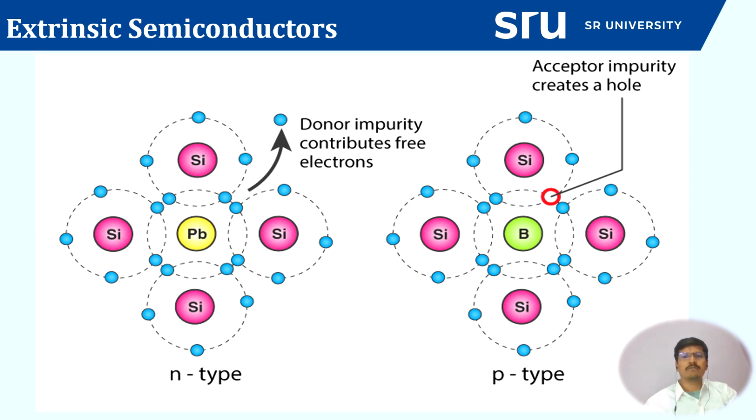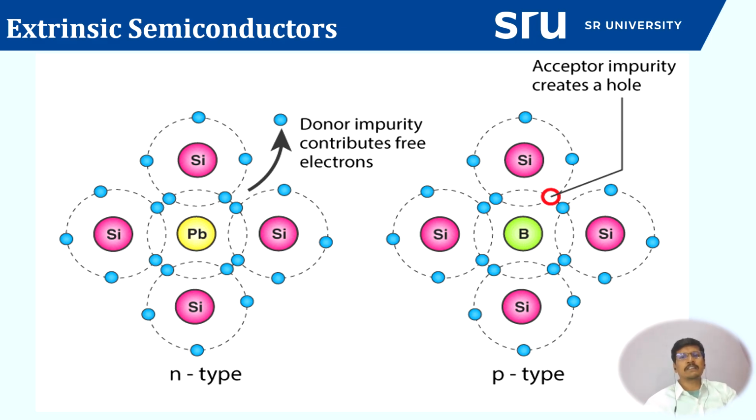Now, depending on the type of impurity added, we can create two different kinds of extrinsic semiconductors, namely N-type semiconductors and P-type semiconductors. These two materials form the foundation of virtually all semiconductor devices. Let us briefly understand the difference between N-type and P-type semiconductors.